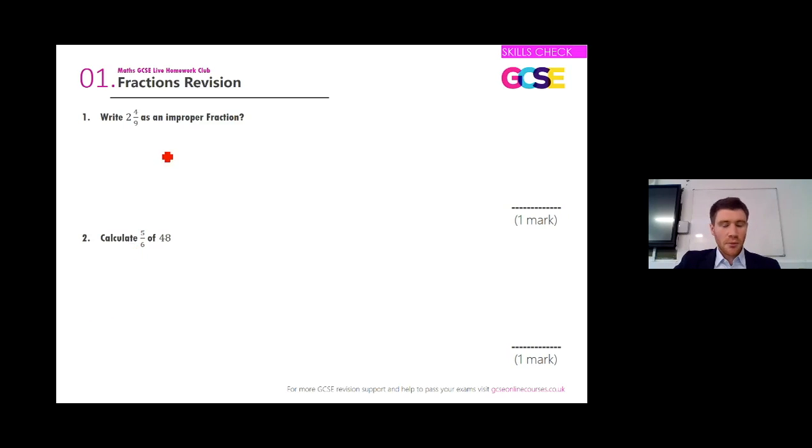And we're going to approach these questions, as I said, starting with the skills-based questions, moving on to more problem-solving, more exam-style questions. So here we have 2 4/9, and we want to write it as an improper fraction. This is also known as a top-heavy fraction, where the numerator is bigger than the denominator. Okay, so in order to do that, 2 4/9.